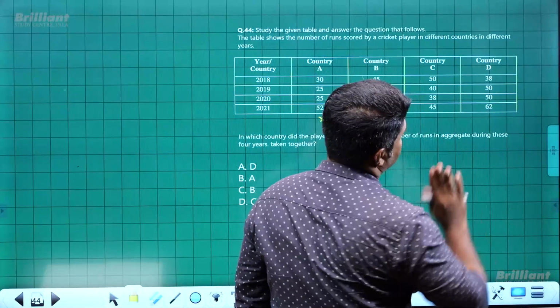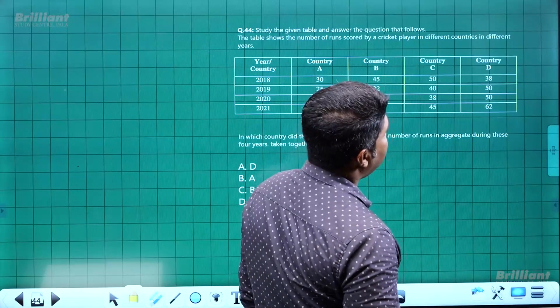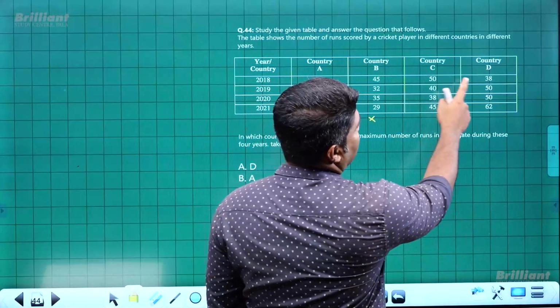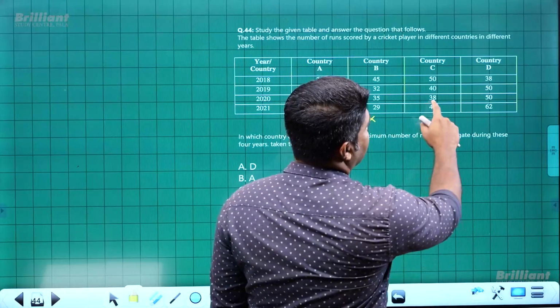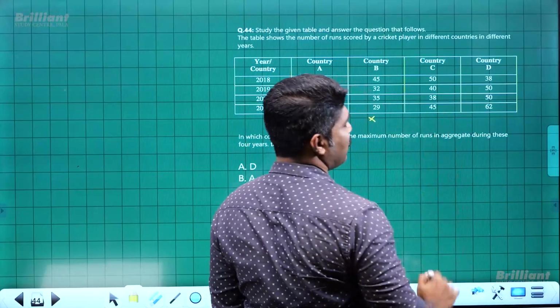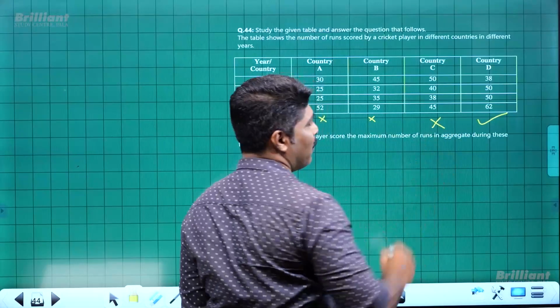Then look at these two values. While we are comparing these two values, which will be the greatest one? While we are comparing, 50 is here, 50 is here. Good. 38 is here, 38 is here. The remaining two observations are 40 and 45, here 50 and 62. Therefore, this should be greater, this is not.